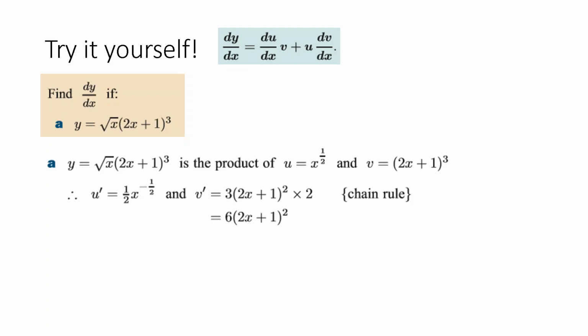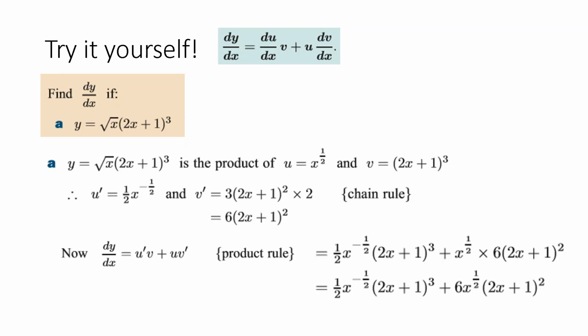We're going to put the power down, 3, and then we're also going to take out the 2 from the 2x because of the chain rule, and we're going to multiply that as well, and then we're going to take the whole function 2x plus 1 to the power of 2 because we decreased the power from 3, and then we can just simplify. Now we have to add them two together using the product rule, which just gives us this equation, which I will not read out.